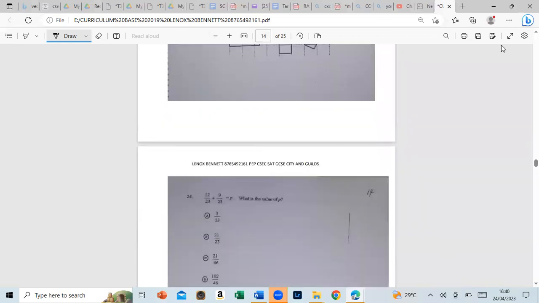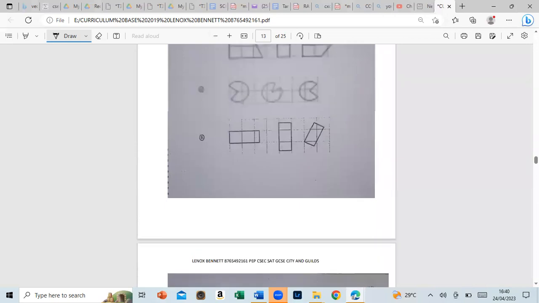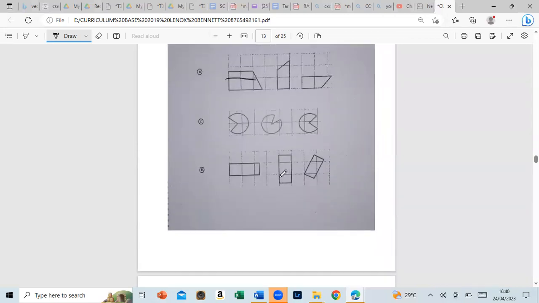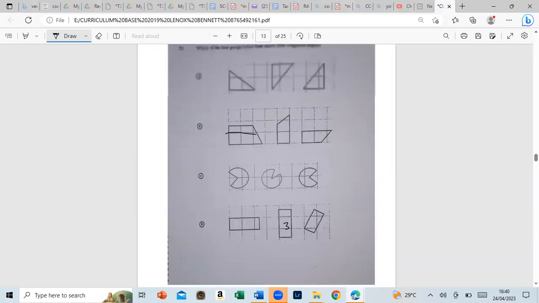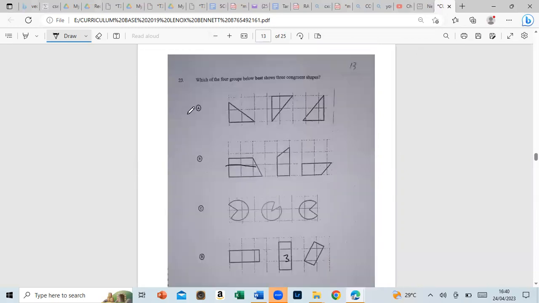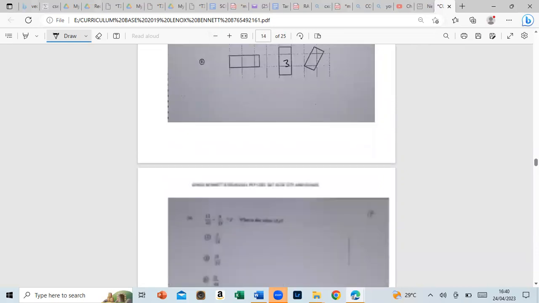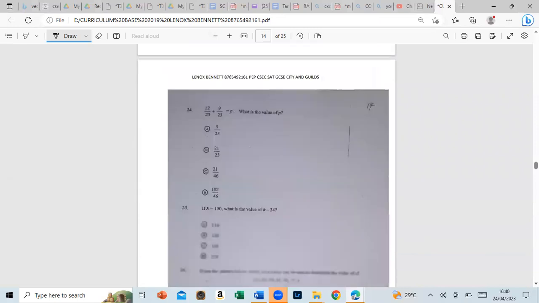Right, let me see what I'm going for with that one. Oh, this side is different. See, we have one, two full boxes. One, two full boxes. It's three full boxes. So it's A. A will be congruent, same size. They just turned it around. They're very smart. All right, let's move on to 24.